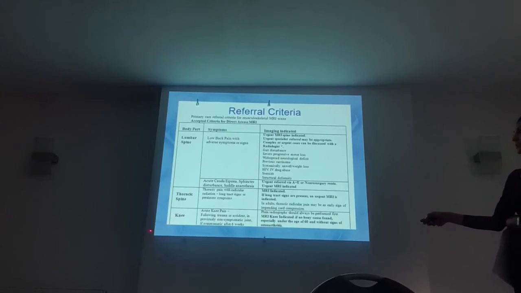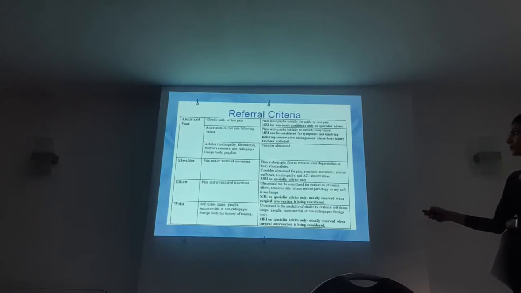So your extremity. For example, if it's just an acute knee pain, the patient has just presented with acute knee pain, you would send them for a plain x-ray first. But if they've had trauma and you're looking for ligamentous injury or tendon injury, then I would send them for an MRI.